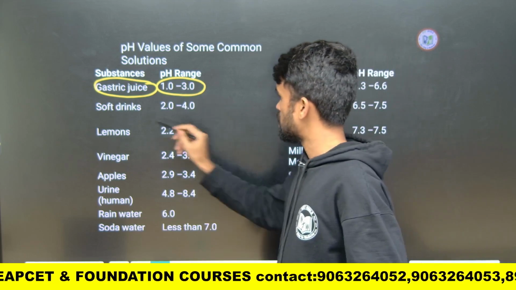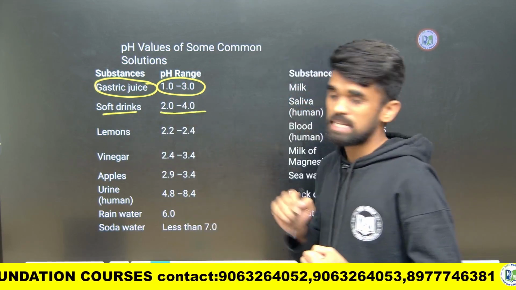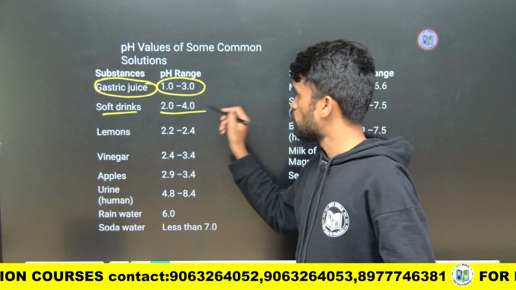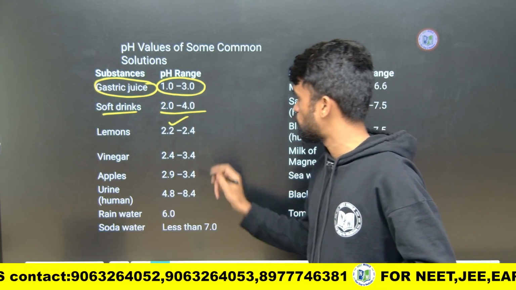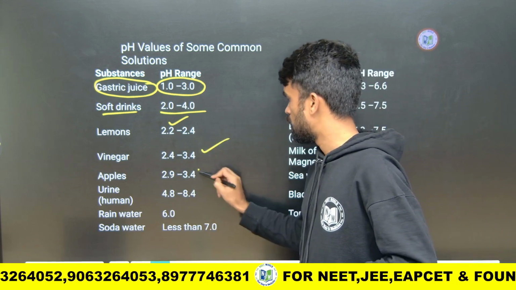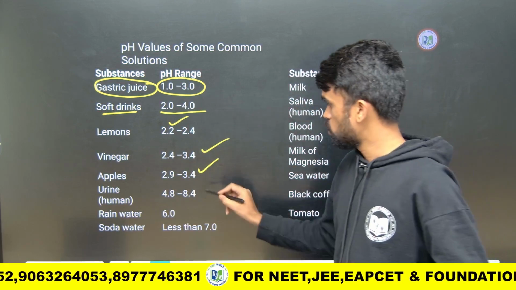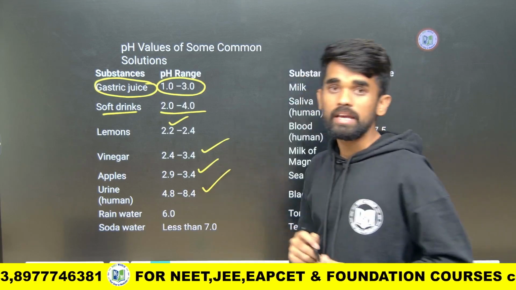Okay, this is a pH range. Soft drinks like Coca-Cola, Thumbs Up, all of these have a pH range like this, acidic only, 2 to 4. Lemon will have 2.2 to 2.4. Vinegar has 2.4 to 3.4. Apple, okay, this much. And urine, again acidic, 4.8, and varies up to 8.4.